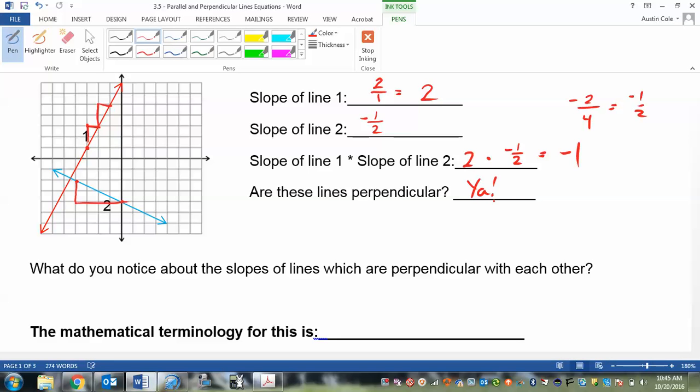Okay, now let's dive into this a little. What do you guys notice about the slopes of the lines that are perpendicular? What do you guys notice between 2 and negative 1/2? One is positive and one is negative. Okay, one's positive, one's negative. Aaron? One's the reverse of the other. I like the opposite. Okay, you said reverse. I heard Austin say, what did you say before? Reverse of each other. Reverse.